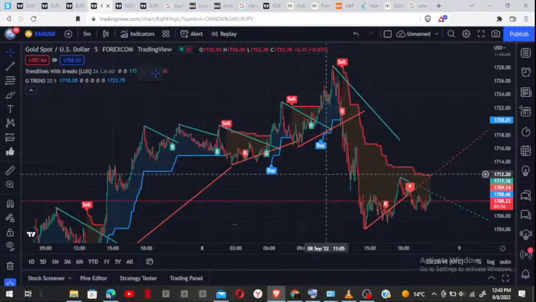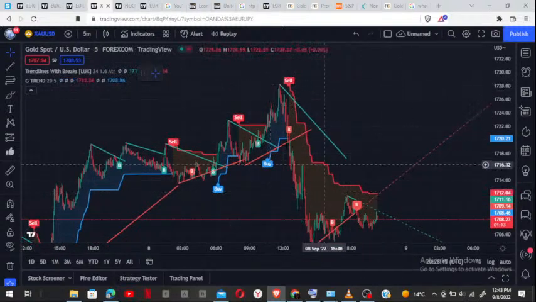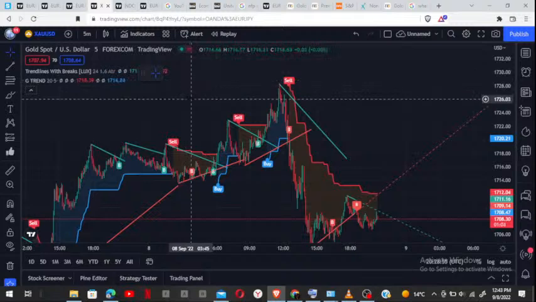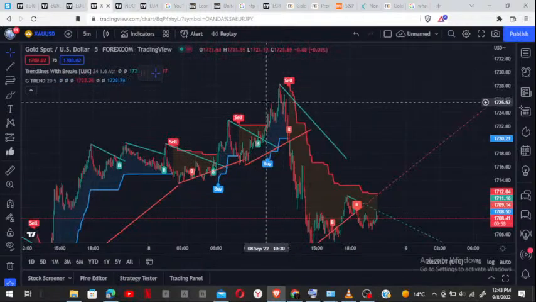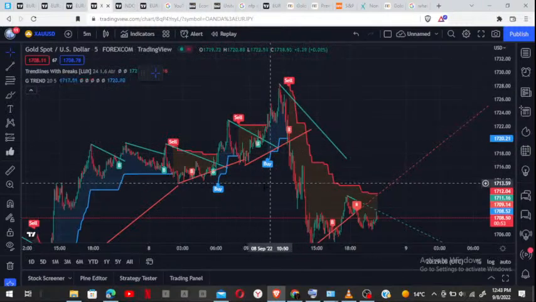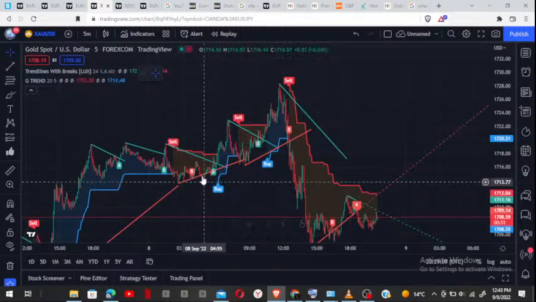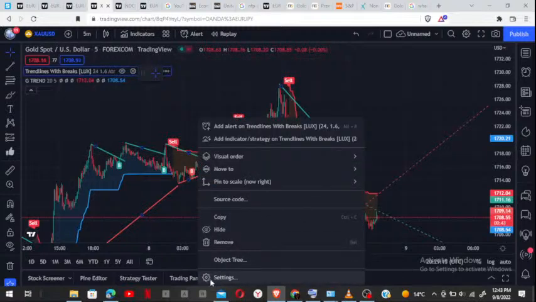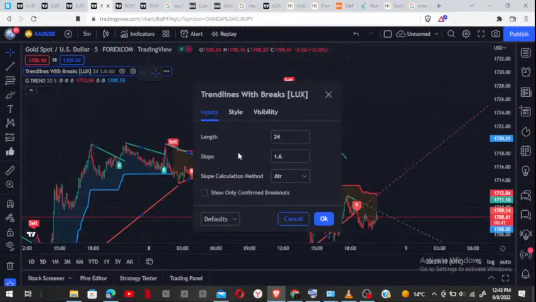And yeah, if you don't know how to get it, the platform that I'm using is tradingview.com. As you can see over here, you can log into this and go to indicators over here, type in trending lines with breaks, and you choose the one with the LuxAlgo written on the other end. And once you've done that, you'll come here and click on one of the lines or just edit. If you want to edit, then come to the settings and you'll be able to see these inputs.